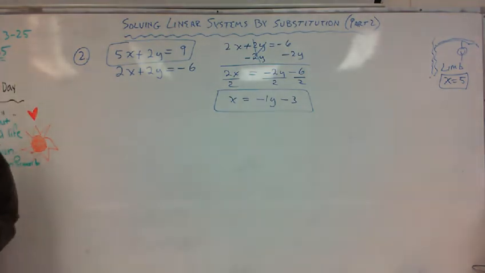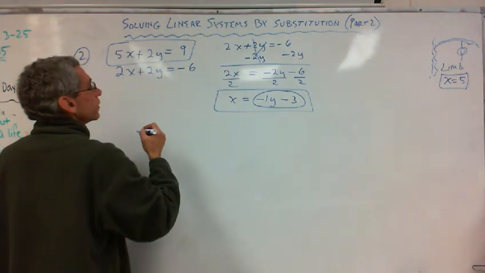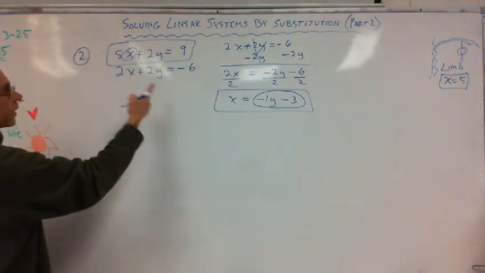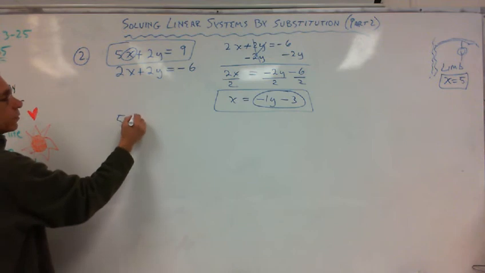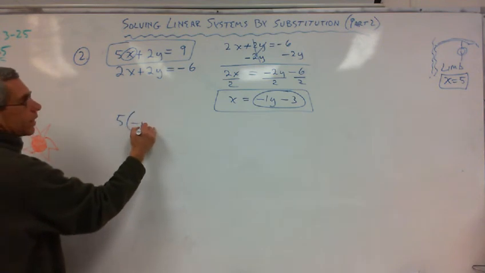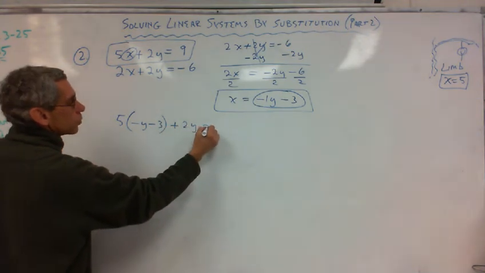So what do I do? What's my first step? You substitute x. Right. Circle that. And that is x. So I'm going to circle my x. So now I'm just going to rewrite that into this. What do I have to put first? Parentheses. Negative y minus 3, parenthesis, plus 2y equals 9.